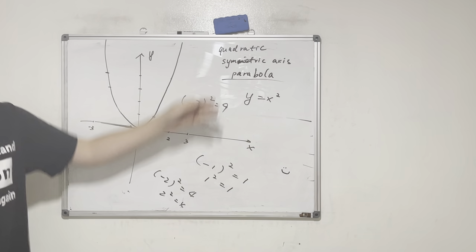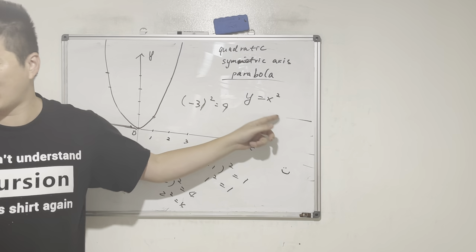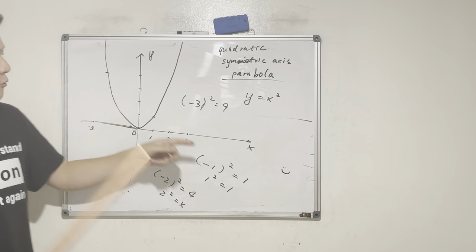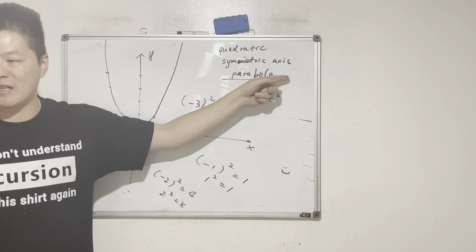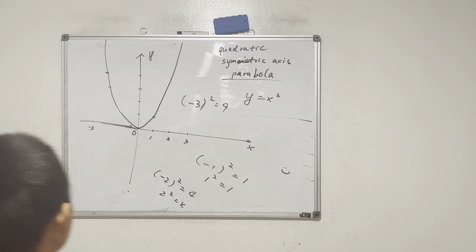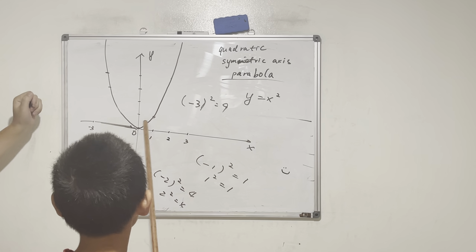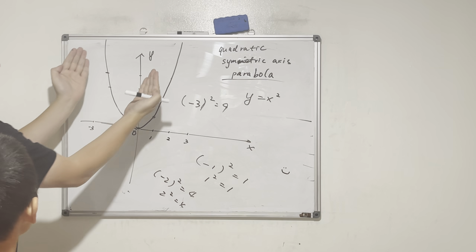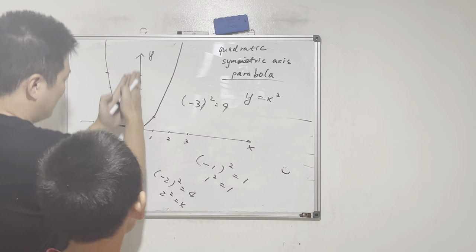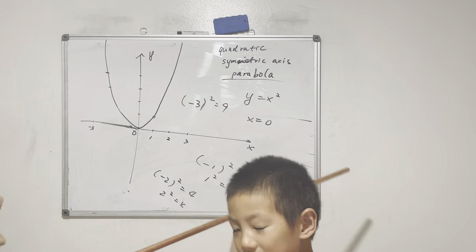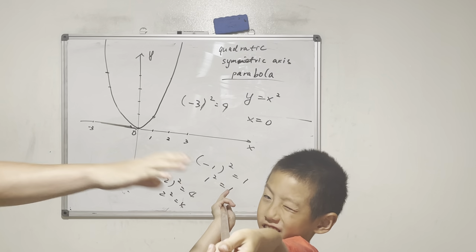So what's the symmetric axis in this case, y equals x squared? Which one is the symmetric axis? Where are they folding to? To the y-axis, which is x equals 0, right? Got it? Correct.